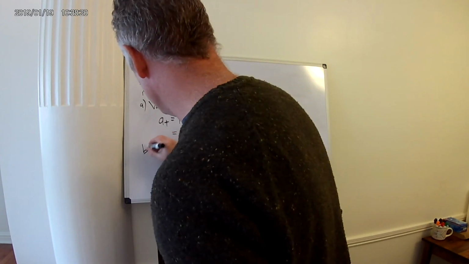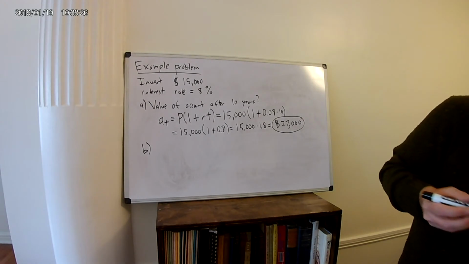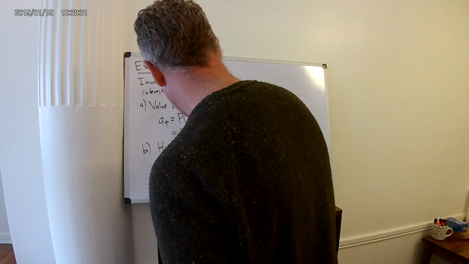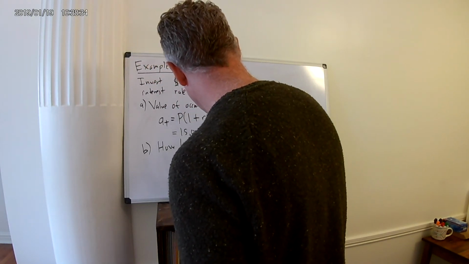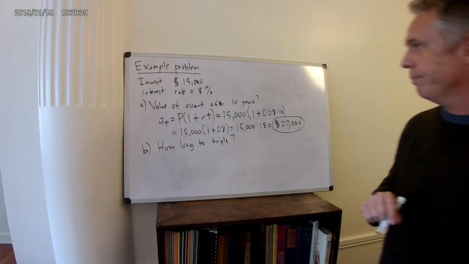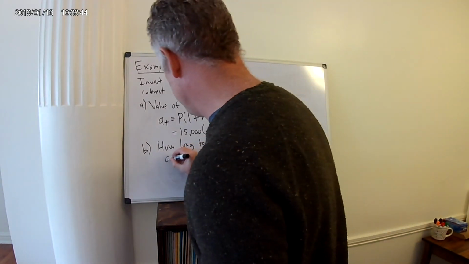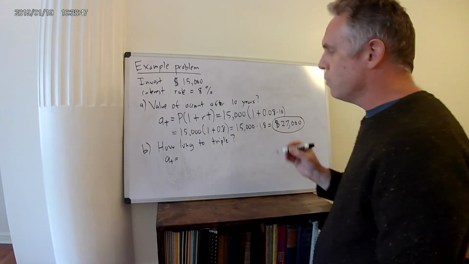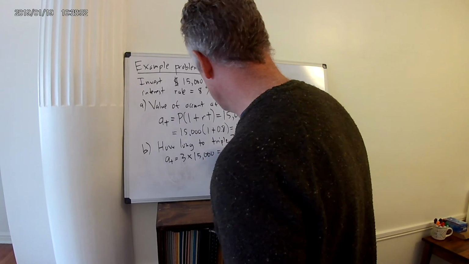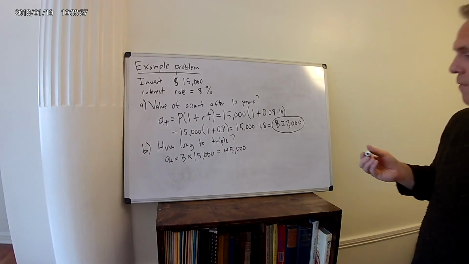A second part of this problem has to do with how long it'll take this account to triple in value. Okay, how long will it take this simple interest investment to triple in value? If this account triples in value, that means the future value will be 3 times 15,000, which will equal 45,000. So if the account triples, it's worth $45,000.